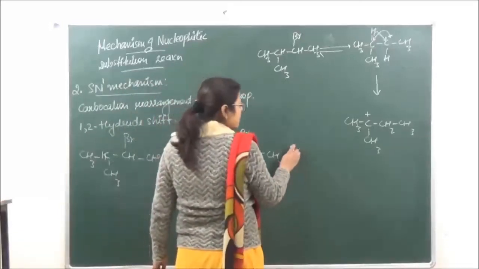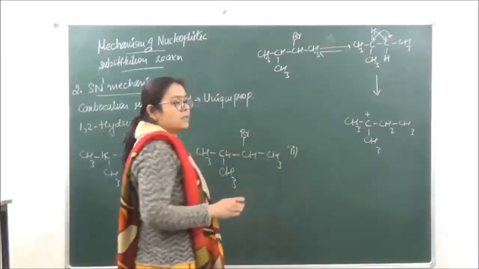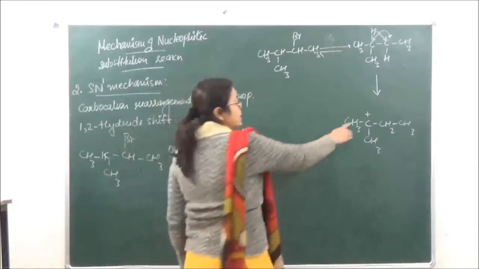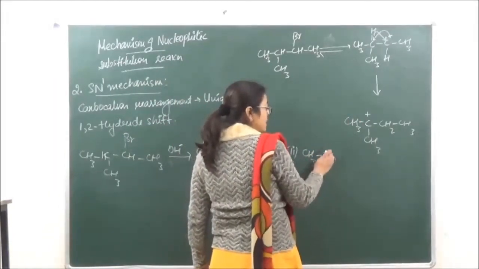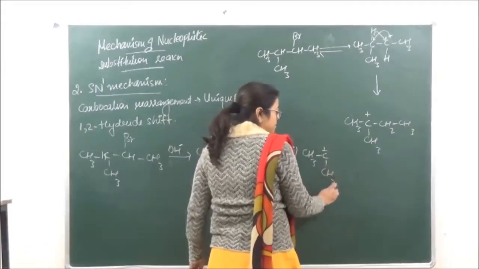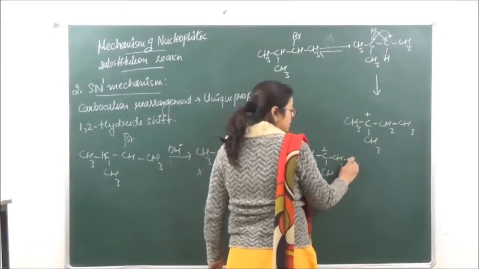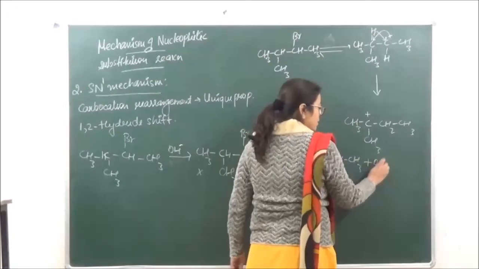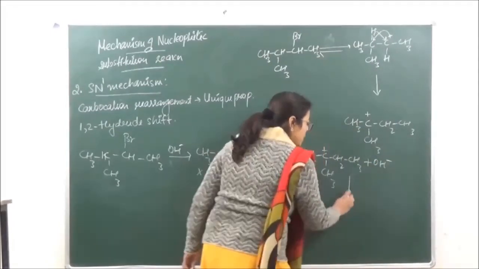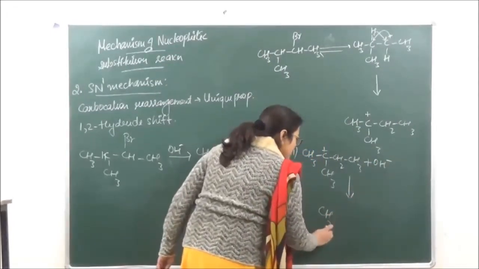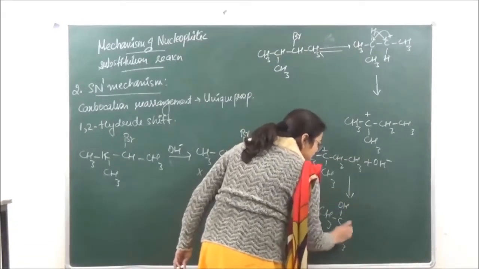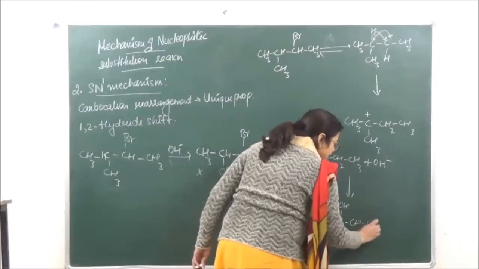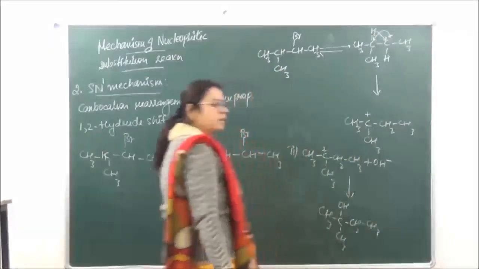In the second step of the reaction, the nucleophile will now go and attack at the carbocation such that we now have C positive, OH negative, to give us a compound which is not expected over here.